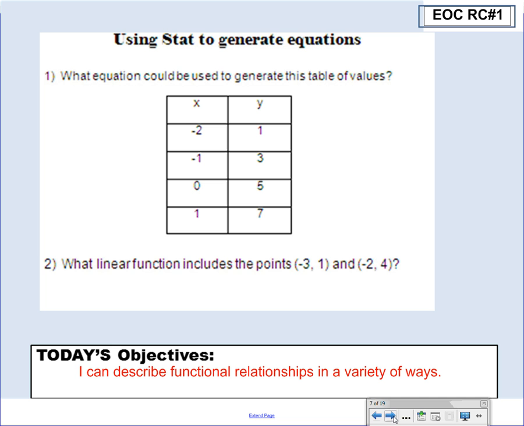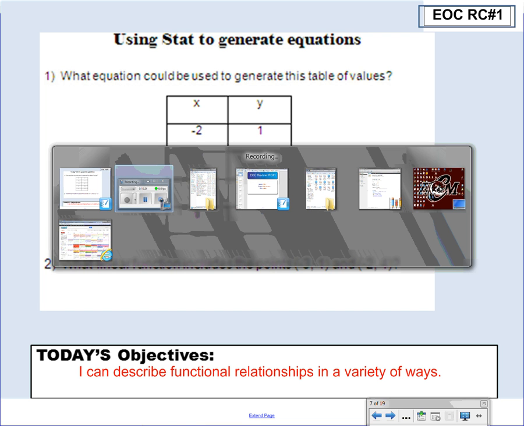All right, let's look at the next one. What equation would be used to generate this table of values? And then the second one is what linear function includes the points. So for this, we are going to need a calculator. So I want you to pause for a second and get a calculator.